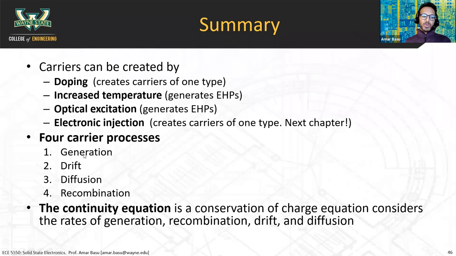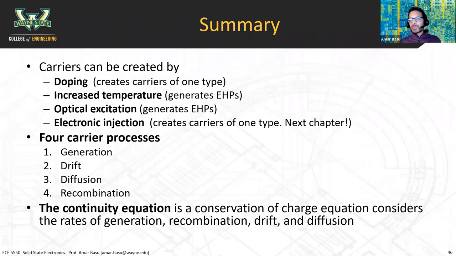We talked about the four carrier processes: generation, drift, diffusion, and recombination. The continuity equation brings all four of these processes together in a relationship that is a statement of charge conservation, that charge can neither be created nor destroyed. We looked at a general form of the continuity equation, a steady state form, and some examples of the steady state form. But the continuity equation is a really important one.